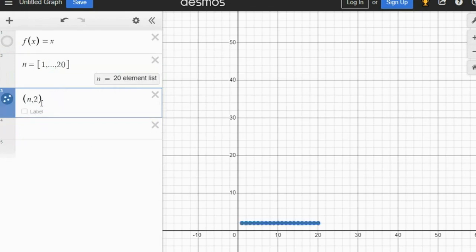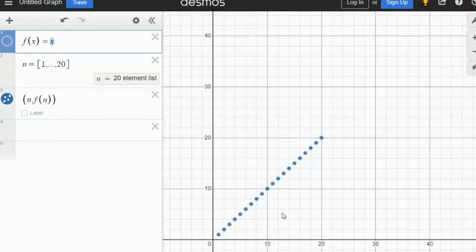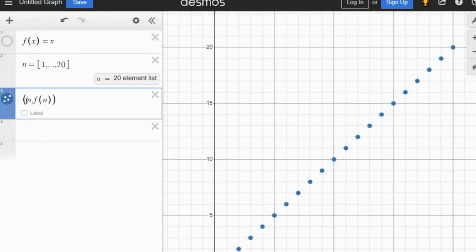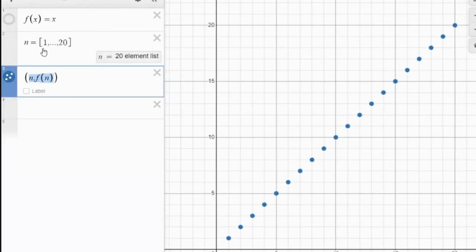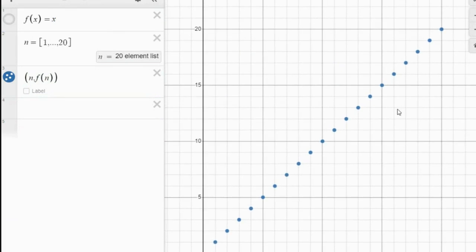If I did n, 2, it's that. If I do f of x, oh, it's not f of x, it's f of n. So n and f of n, which means take whatever term it is and substitute it in for x. If I graph this point, n, f of n, it'll take my 20 different n's, 1 through 20, as the x value of my point, and the y value would be substituting that 1 through 20 into my equation. And look, there is the first 20 in that arithmetic sequence.